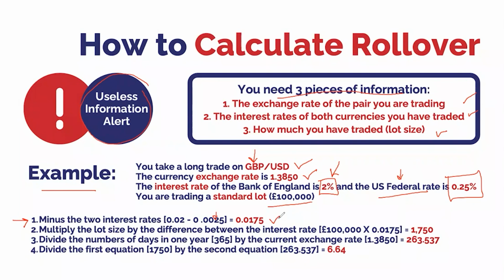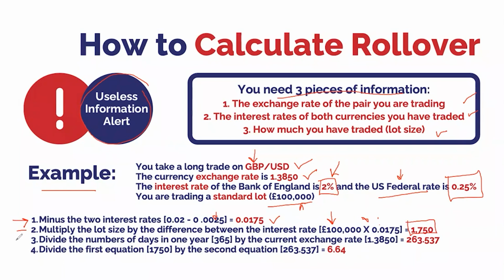Next step, we multiply the lot size by the difference between the interest rates. So what is that? A lot size we know is here, one standard lot, so it's £100,000. And we're going to times that by our new number, which is 0.0175. And that gives us a grand total of 1,750. Perfect. That math definitely adds up. I'm pretty sure of it.